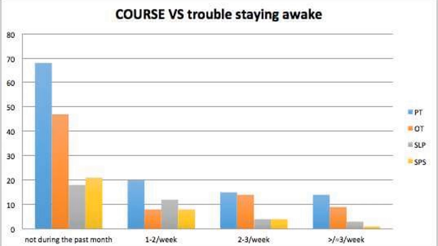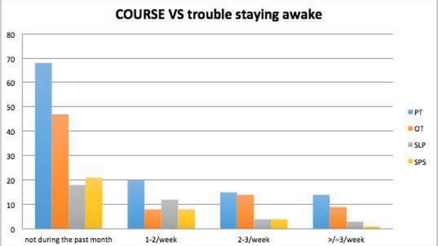The third graph represents the courses versus their trouble staying awake. Among the 4 courses given, 68 students from PT, 47 students from OT, 18 students from SLP, and 21 students from SPS reported trouble staying awake this past month. For the respondents of trouble staying awake this past 1 to 2 weeks, 20 came from PT, 8 from OT, 12 for SLP, and 8 for SPS.